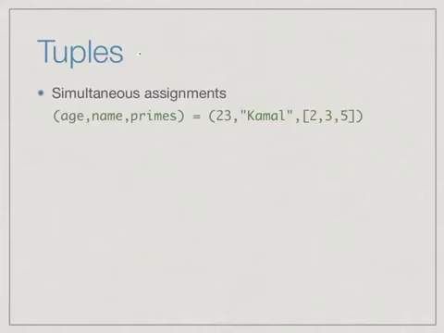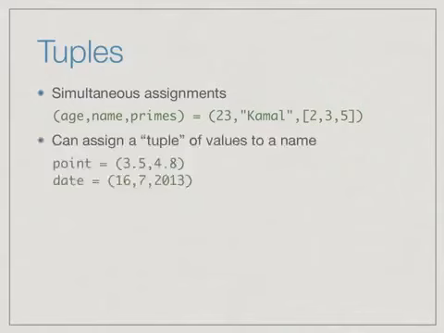So we have seen this kind of simultaneous assignment where we take three names on the left and assign them to three values on the right, and we enclose these in round brackets. This kind of sequence of values with a round bracket is called a tuple. Normally we talk about pairs, triples, quadruples, but in general, for k values, we call them k-tuples. Now in Python, tuples are also valid values.